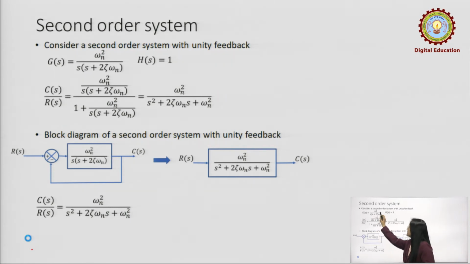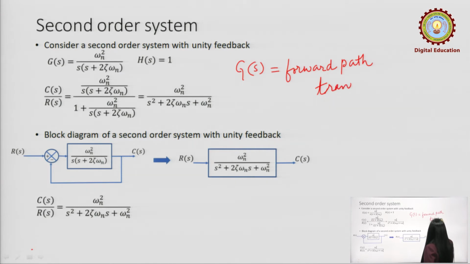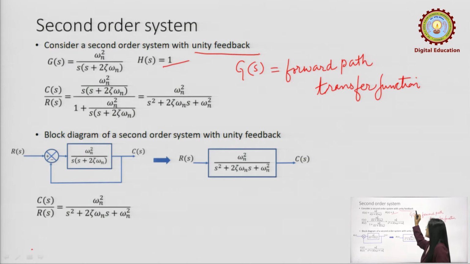And this is the forward path transfer function, G of s. This forward path transfer function, and then a negative feedback loop whose value is 1. So, it is a unity feedback system.